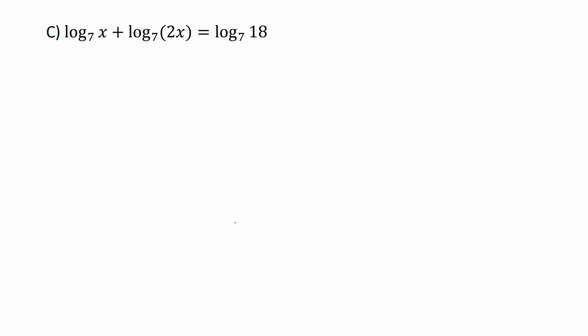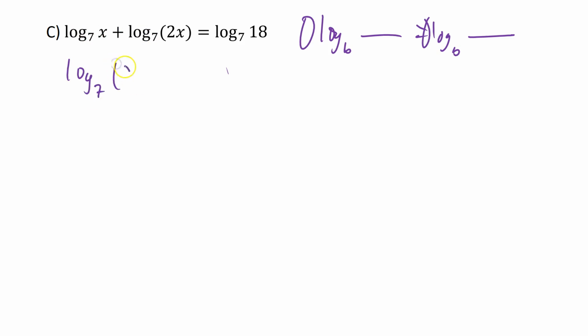Log base 7 of x plus log base 7 of 2x equals log base 7 of 18. So I have to have a clean log on both sides. I have to have log base b of something equals log base b of something. I can't have anything in the front. I can't have anything like added or subtracted. So we're going to combine these. We're going to use our log rules. Remember addition? I can combine these, condense them by using multiplication. So I have log base 7 of 2x squared, just multiply these two things, equal to log base 7 of 18.